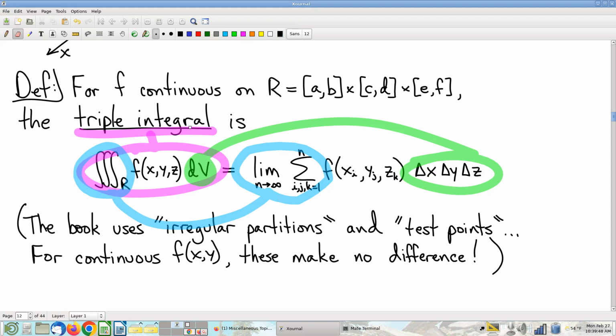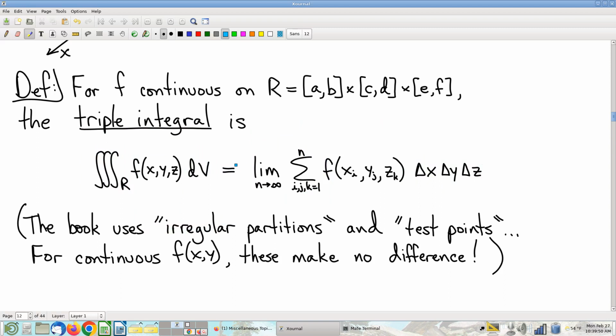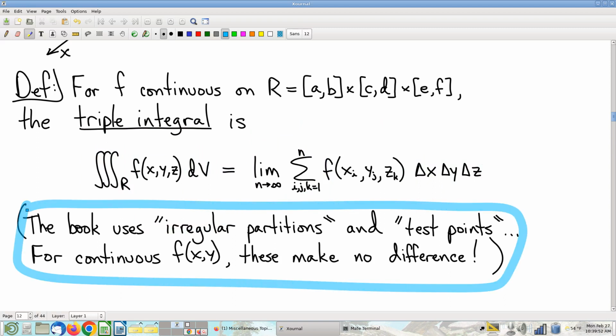Okay. All right. And again, the book is more mathy and rigorous and proofy than our course aims for. So all this business about irregular partitions and arbitrary test points, if you're curious to glance at it, you're welcome, but you're not obligated. It's not part of the course. All right.